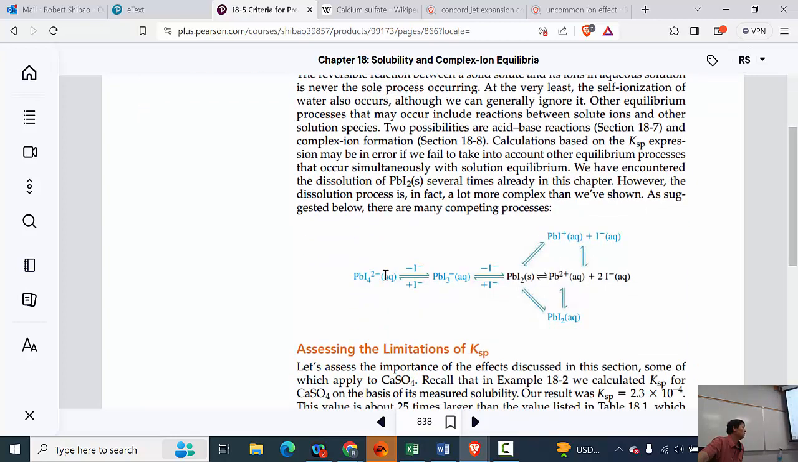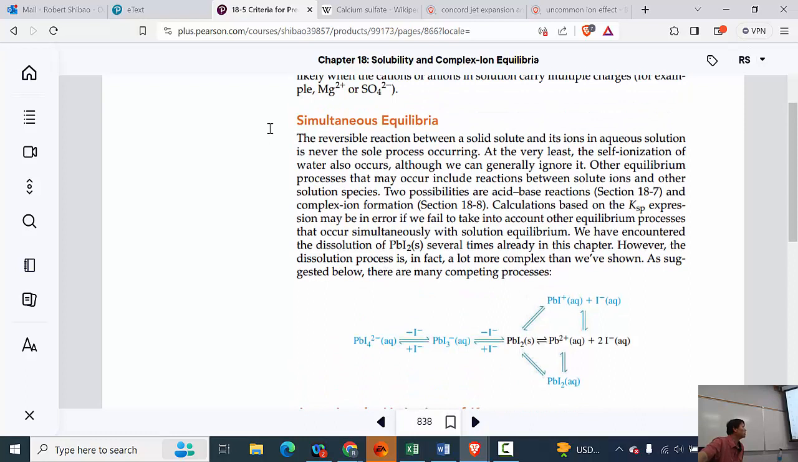The final thing for limitations is simultaneous equilibria. When we factor all these things in, ion pairs, we also have complex formation as well, which we haven't talked about here, but we'll talk about it now. Complex formation is kind of like ion pair formation.